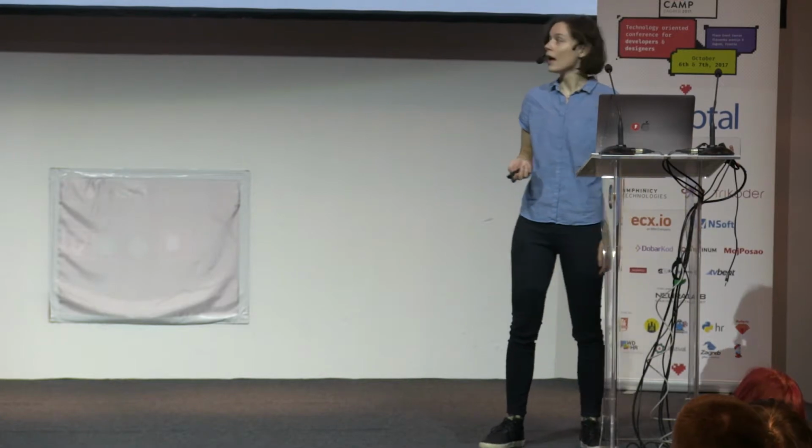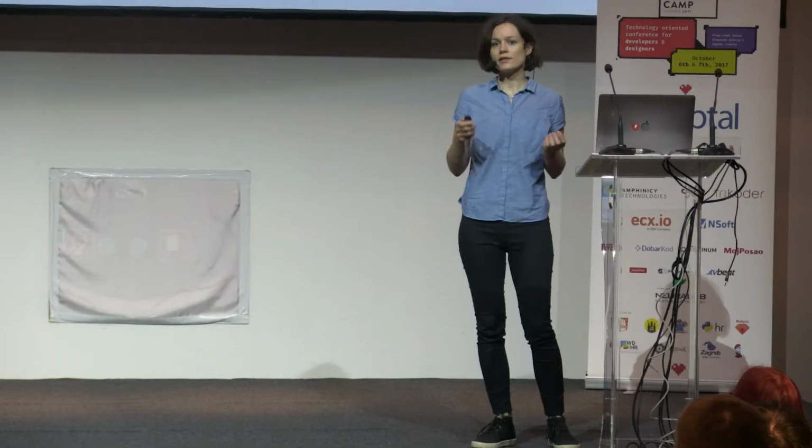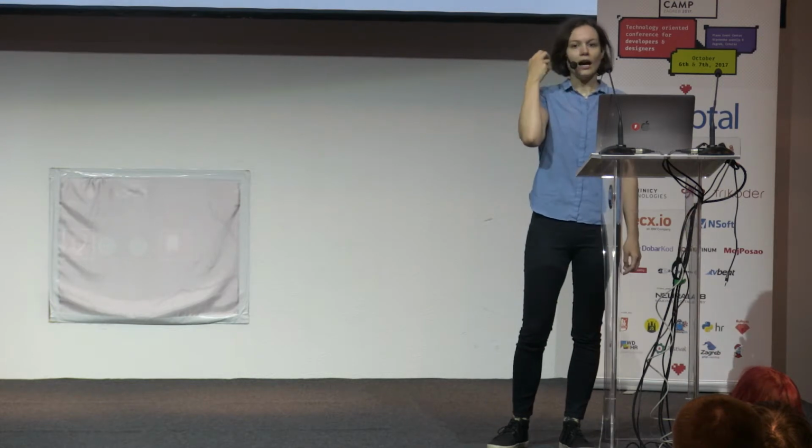CSS and SVG have this really interesting relationship where a lot of attributes in SVG can be accessed through CSS. In this example, the stroke offset on a path attribute. And in that matter, it can also be manipulated and animated. Now, I don't usually use CSS to animate my SVG because across browsers you can get buggy behavior, especially for some advanced features.